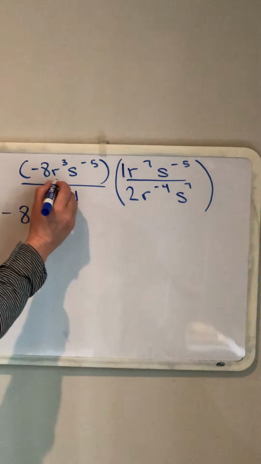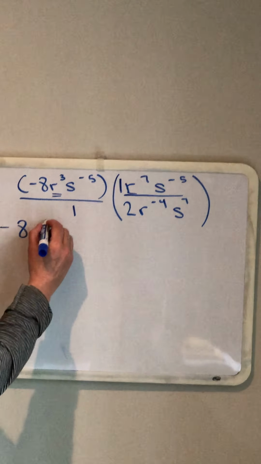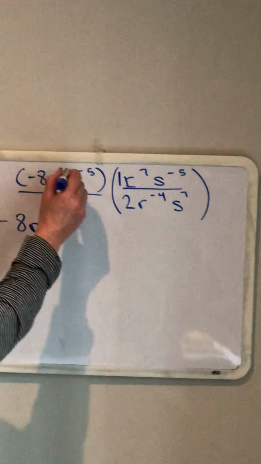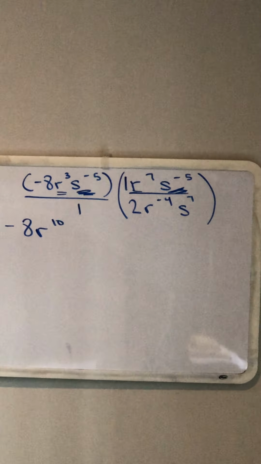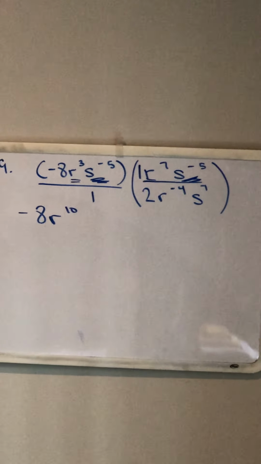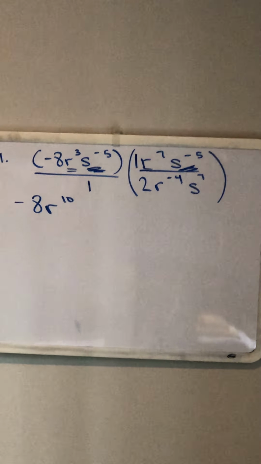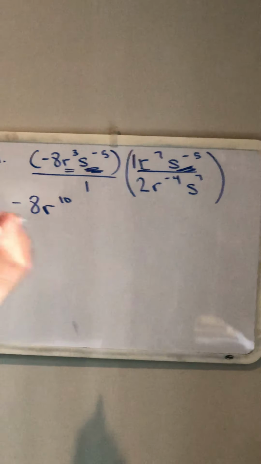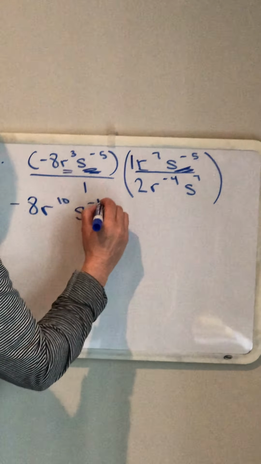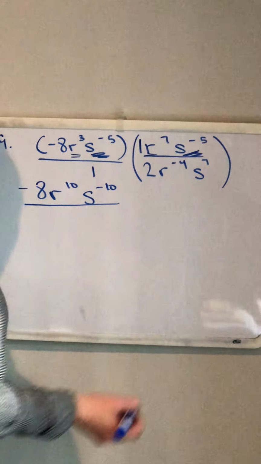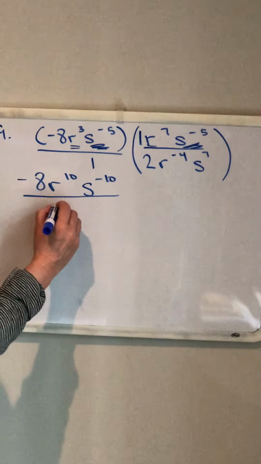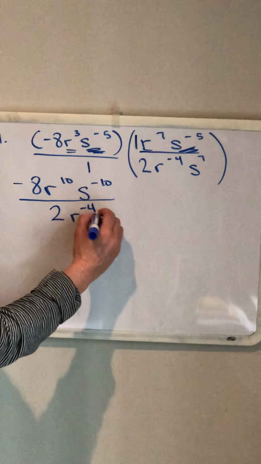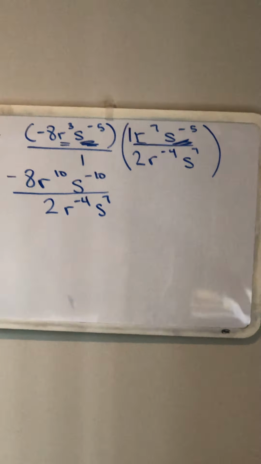To multiply r to the 3rd with r to the 7th, you would add the powers, so you're going to get r to the 10th. To multiply s to the negative 5th and s to the negative 5th, you would add the powers. That would give you s to the negative 10th, because negative 5 plus negative 5 is negative 10. In the denominator, 1 times anything is going to keep it the same. So your denominator is just 2r to the negative 4th, s to the 7th.